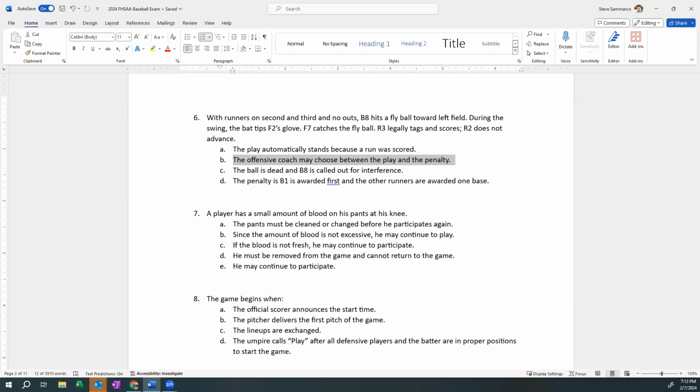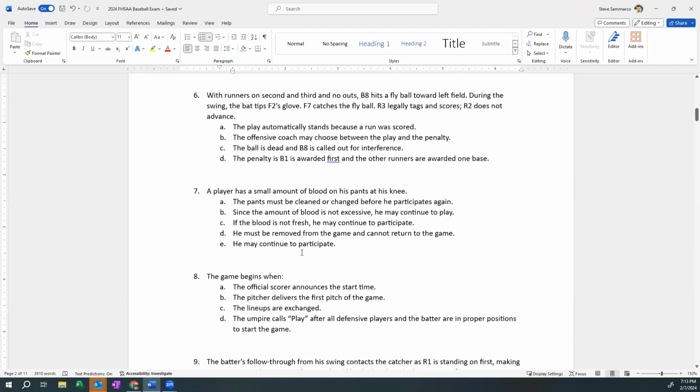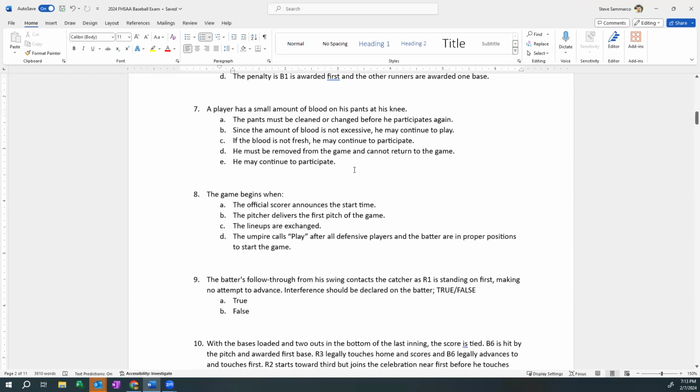So essentially, B is the answer, but it's not written that way on your test question. And that's because not every runner advanced a base. If that was a base hit and every runner advanced one base, we ignore it, right? Right. And there is no option to the coach. That is correct, I believe, yes.